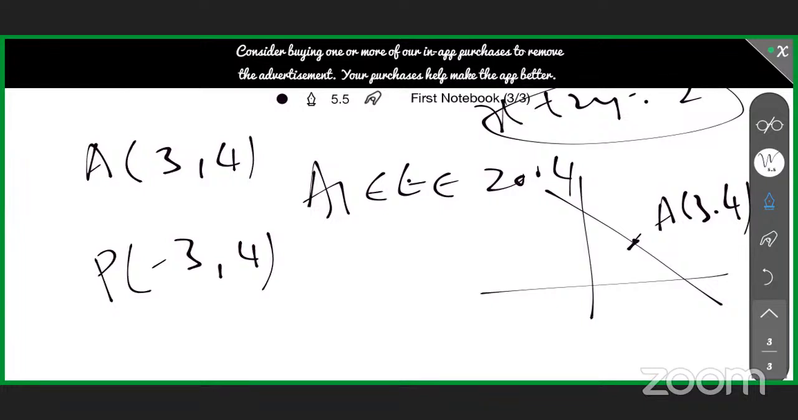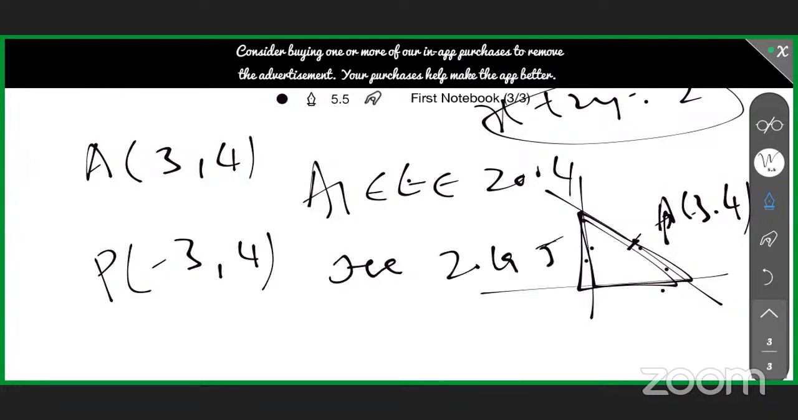The intercepted portion between the coordinate axes is bisected by P, which means P is (-3, 4). Find the equation of the line. This was asked in the recent JEE Mains, 2019, in the month of July. So not July, June.